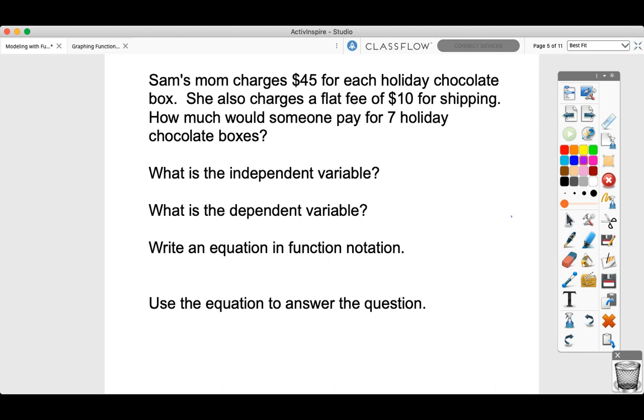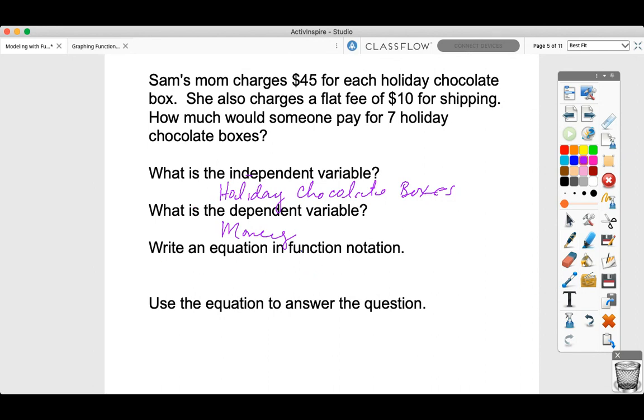Okay, so here we go. Let's see. What is the independent variable? Well, is it going to be how much she charges, or the amount of boxes? It's going to be the amount of boxes, so holiday chocolate boxes. The dependent variable is going to be the money. That's how much she charges. The number of chocolate boxes doesn't depend on money. The amount of money, the cost, depends on how many holiday chocolate boxes.